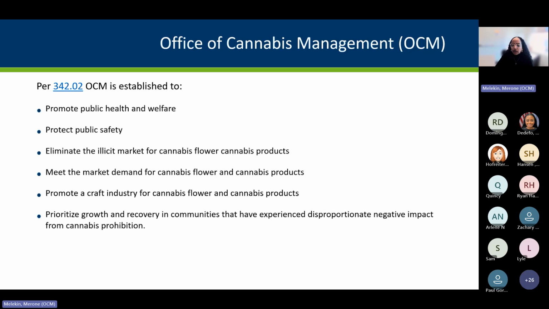So to get us started, I wanted to speak a little bit about the OCM. The Office of Cannabis Management was established to promote public health and welfare, protect public safety, eliminate the illicit market for cannabis flower and cannabis products, meet the market demand for cannabis flower and cannabis products, promote a craft industry for cannabis flower and cannabis products, and prioritize growth and recovery in communities that have experienced disproportionate negative impacts from cannabis prohibition. As a regulatory office, we are also tasked with licensing for the adult use cannabis industry, which is why we're all here today, to learn a bit more about the licensing process and dig a little bit deeper into some of the license types.